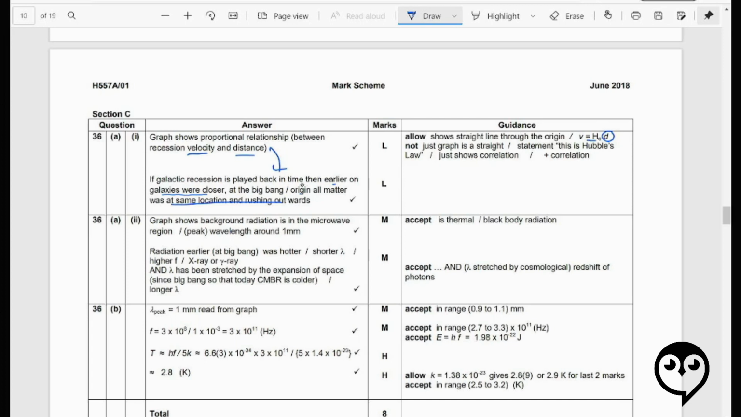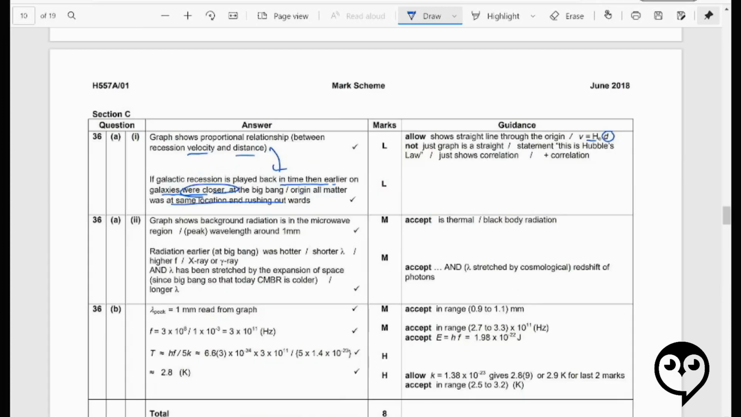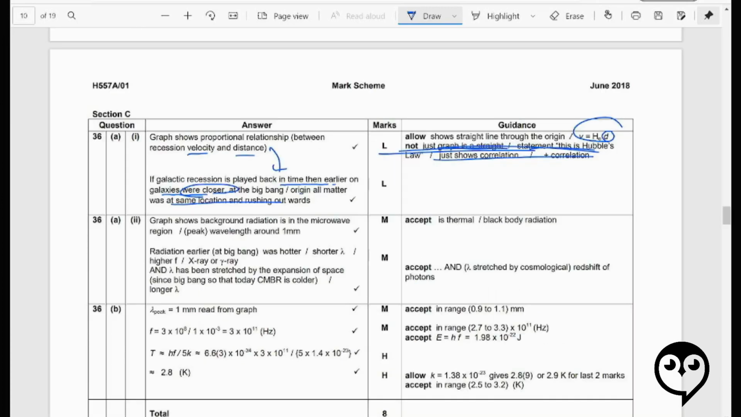It means that if the line is played back in time, the galaxies were all closer. The distance between all the galaxies at some point was zero, since the line goes through the origin. Maybe that's the way you can get that. You can't just say it's a straight line. You can't say it's Hubble's law. You can't say anything about correlation. But you could say if we reduce the distance down to zero, it means everything started together, and that would explain this Big Bang expansion. Okay, fine. I'm happy about that one.